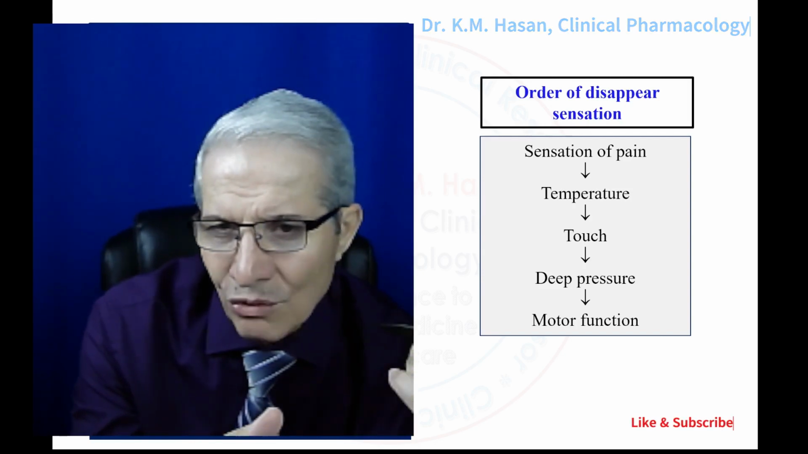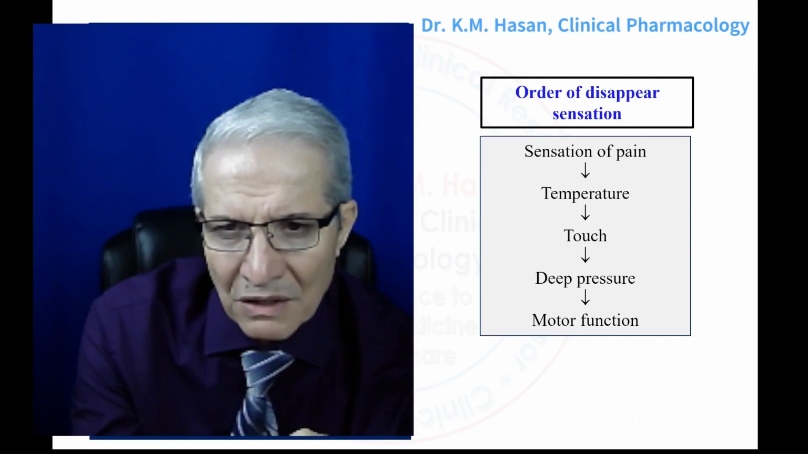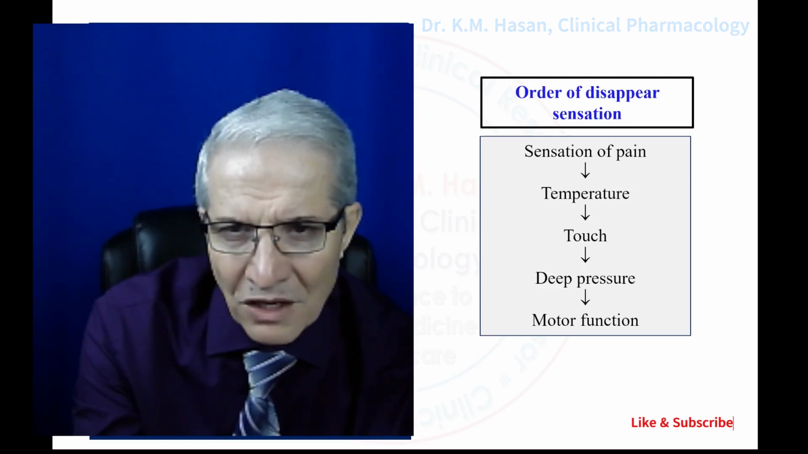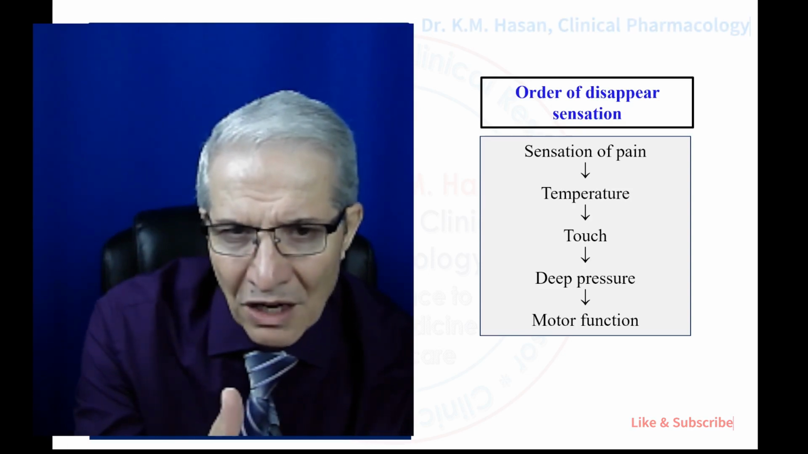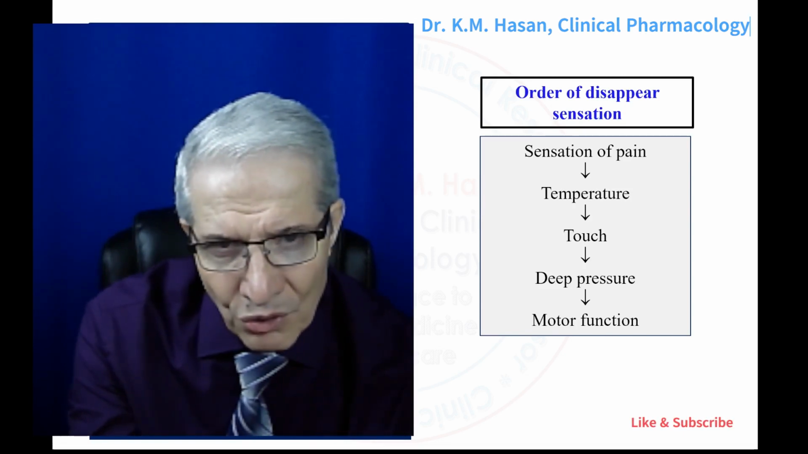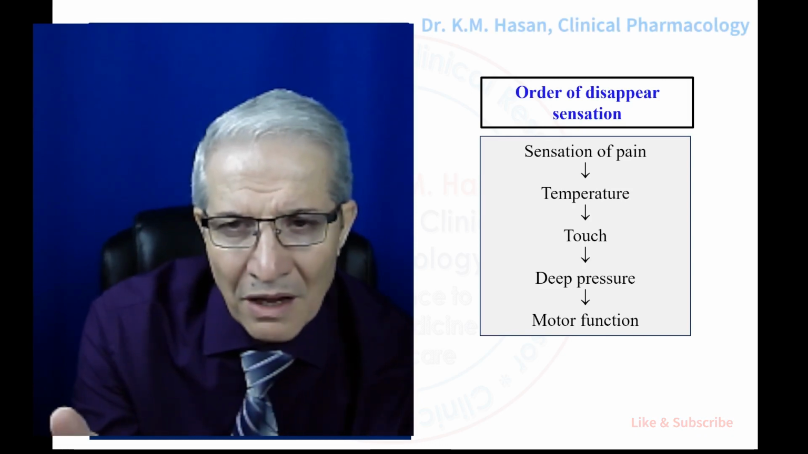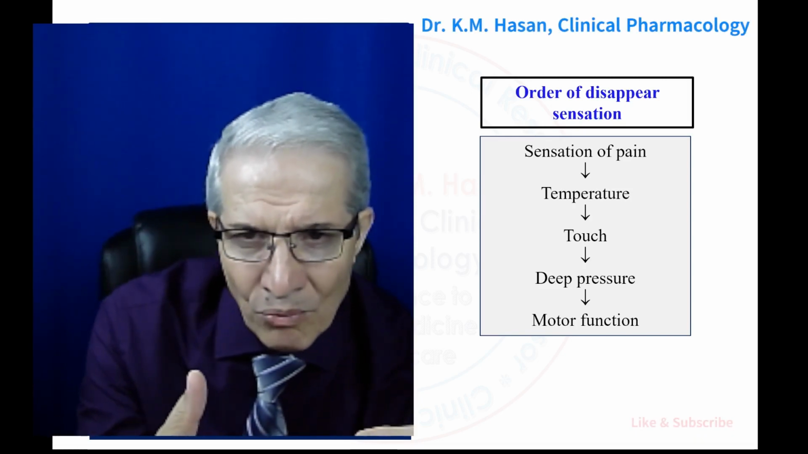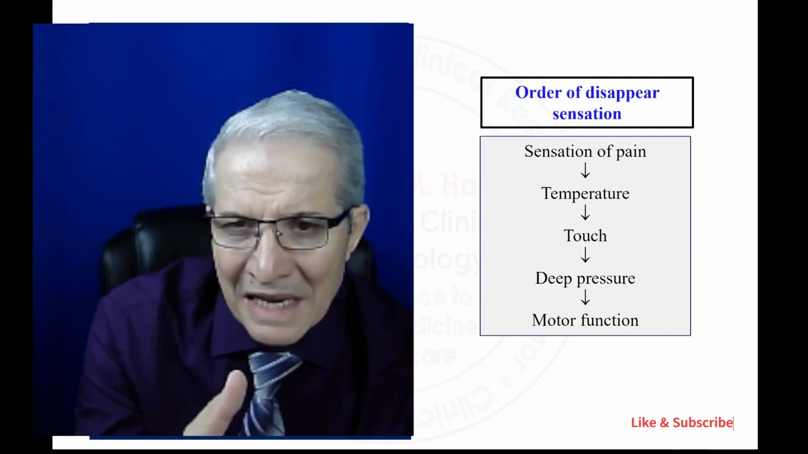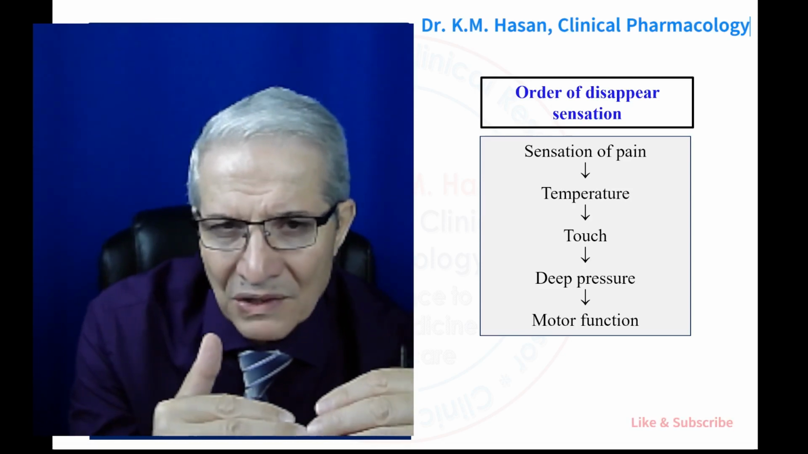So when you inject local anesthetic, the patient may lose their sense of pain, then temperature, followed by touch, followed by deep pressure, and the last one will be motor function. We don't want all these functions to be lost. For minor surgery, what we need is mainly the sensation of pain, and temperature second, but the sensation of pain is the main purpose of local anesthetic.